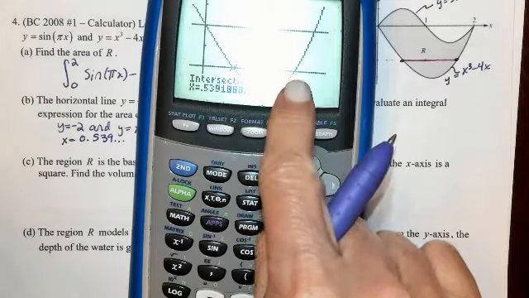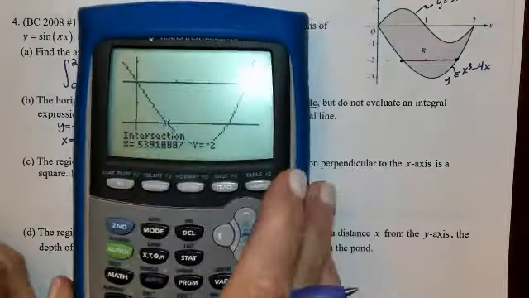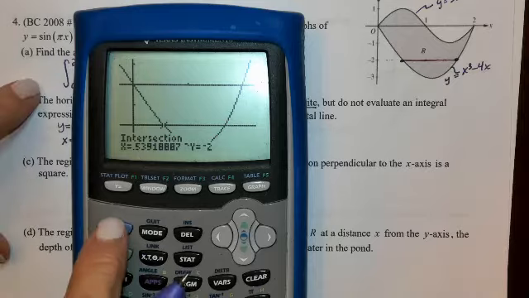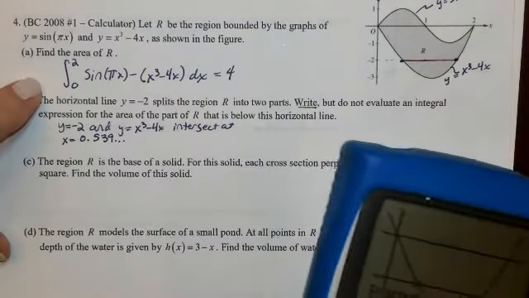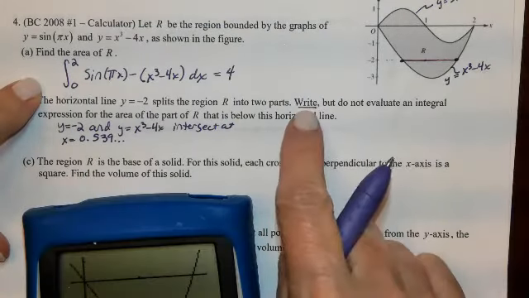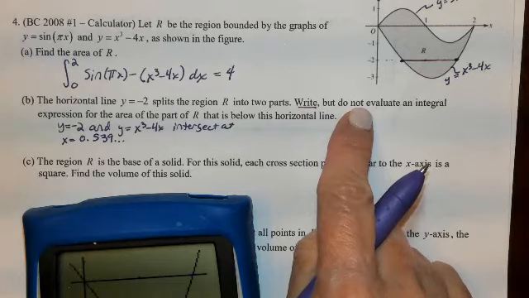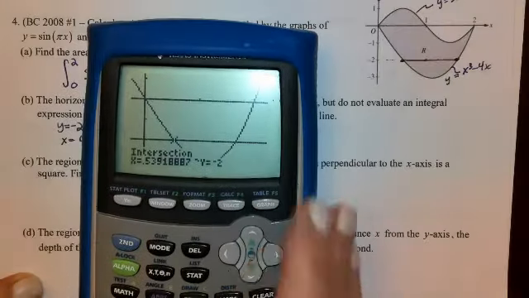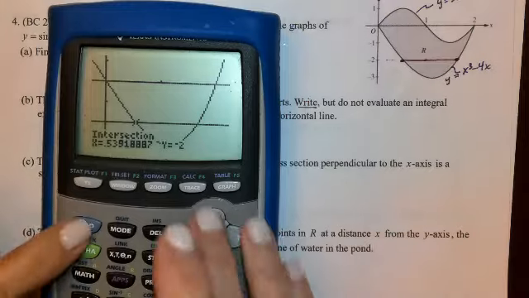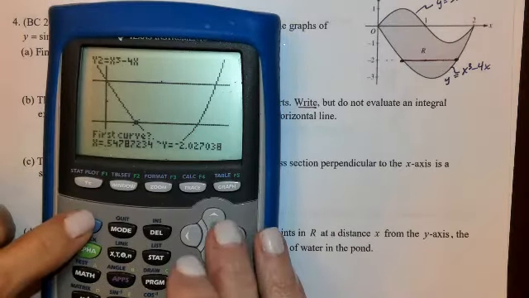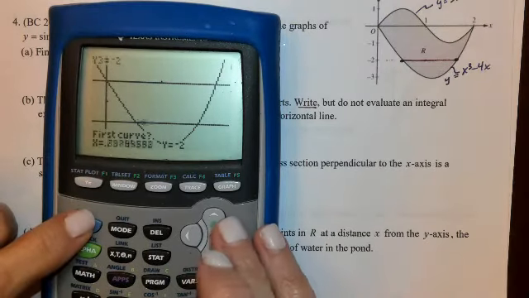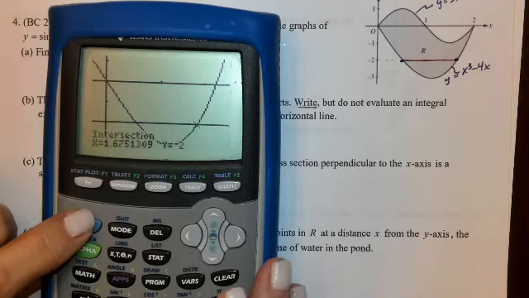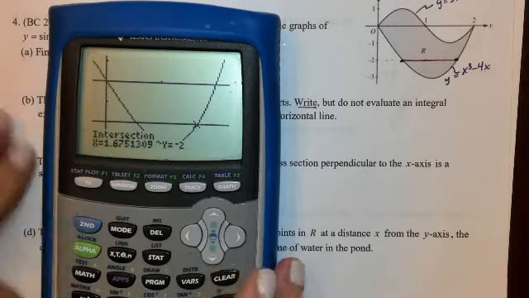Now I don't want to go find the other intersection point yet, because if I do, I will lose this current intersection point and I won't be able to use it in my integral, right? Well, I say that, however, we only have to write but do not evaluate. So that's not a problem. So I can totally lose that intersection point. Okay, so I'm just going to go find the next one. Second calc 5 again. Go over a little closer and then do enter, enter, enter. And there's my other intersection point.